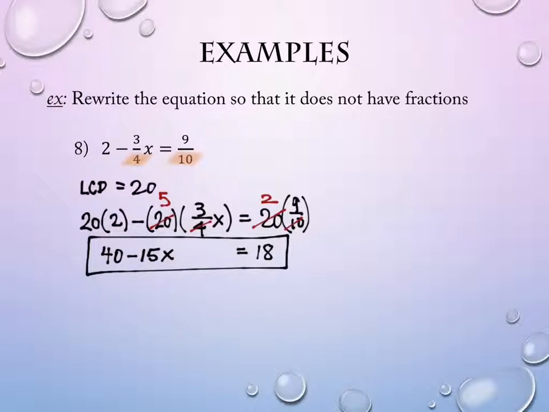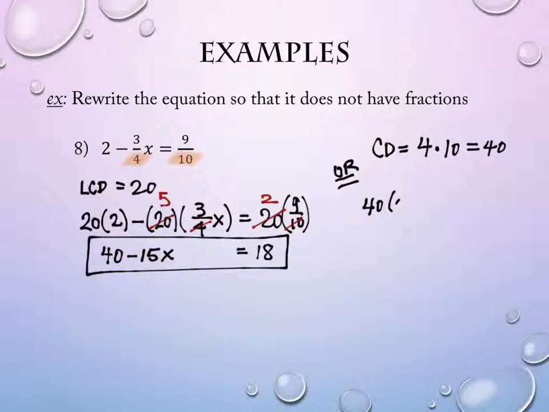Now, let me show you another option in case looking for least common denominators is not your favorite thing to do. The other way that you could do this is you could just find a common denominator. And the common denominator would simply be multiplying the two denominators together, which would be 40. And I can do the same thing. I can just multiply every term by 40.